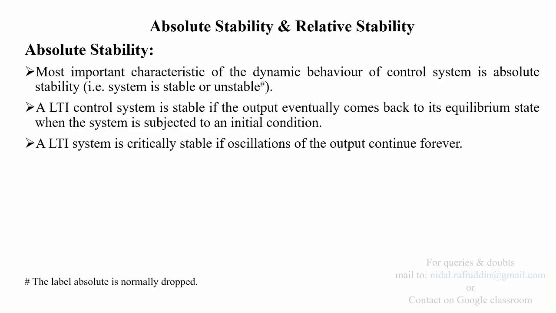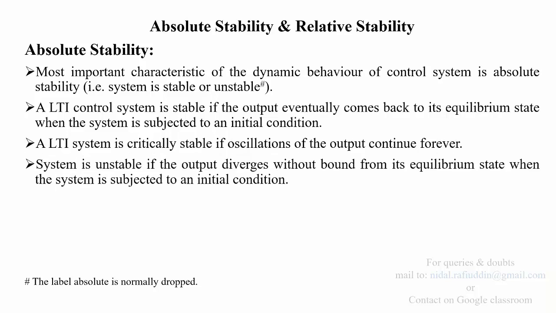An LTI system is said to be critically stable if oscillations of the output continue forever. This is what I showed you in previous lectures, that if you are going to have persistent oscillations which are neither decaying nor increasing, then such a system is said to be critically stable. So you'll be having persistent oscillations without any sort of damping.